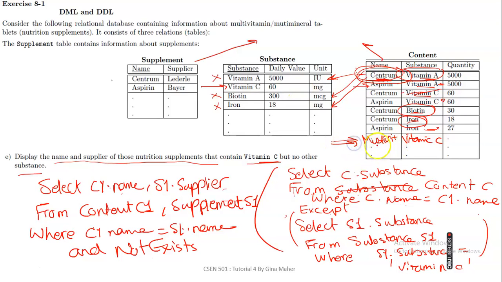Let's take this example, multivitamin, and this one has only one record, vitamin C. Okay, let's get the substance of this name, which will be vitamin C. Vitamin C except vitamin C will get null or an empty bag. So actually this query does not exist because no output is returned from here. And that's why in this case, this one will be returned, which is what we want. We want the name of the substance that has only vitamin C.